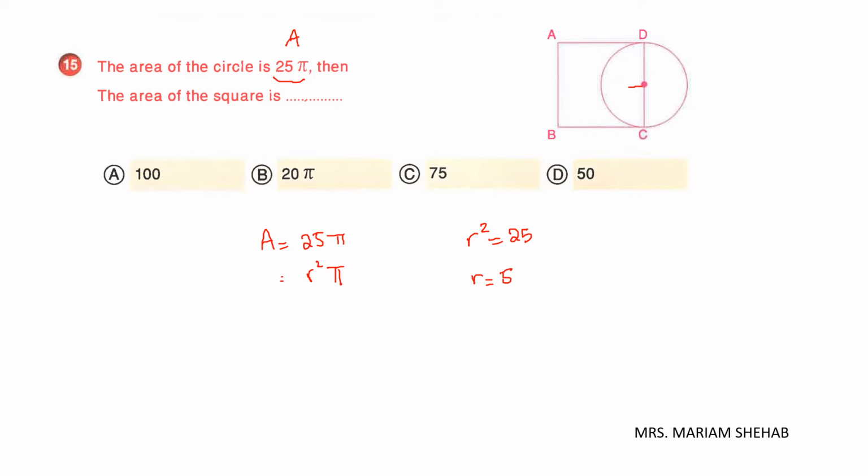So the radius here on the figure is 5, which means the whole side here is going to be 10, double the 5, okay? Okay, so the area of the square is equal to side power 2, which is 10 power 2 now, which is 100. Choice A.